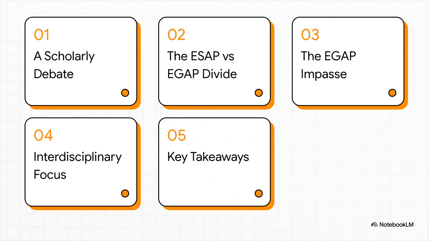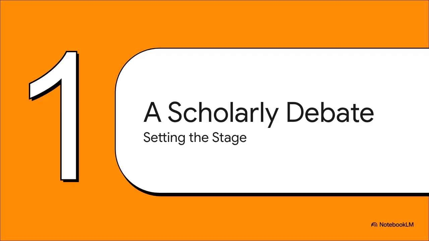So here's how we're going to break this all down. First, we'll set the stage with the big scholarly debate, this clash between two camps, specific and general academic English. Then, we'll really dig into why that general approach kind of hit a dead end. After that, we'll explore this new interdisciplinary model that offers a way out, and we'll wrap it all up with some key takeaways. Okay, let's jump right in.